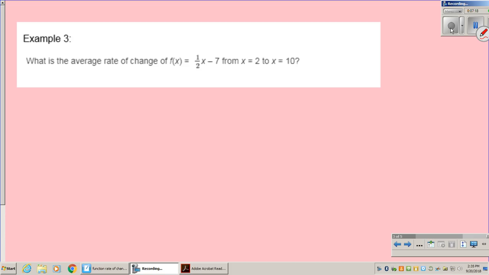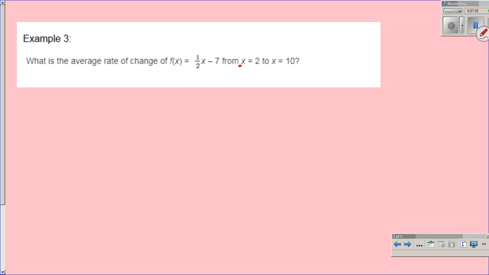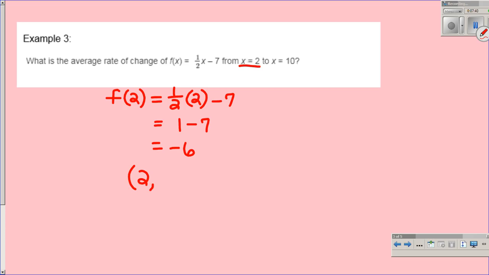So the first value we're going to substitute is x equals 2. So we're going to say f of 2 equals 1/2 times 2 minus 7. Half of 2 is 1, and 1 minus 7 simplifies to negative 6. So the input was 2, the output was negative 6. We now have one of our points, or one of our ordered pairs.